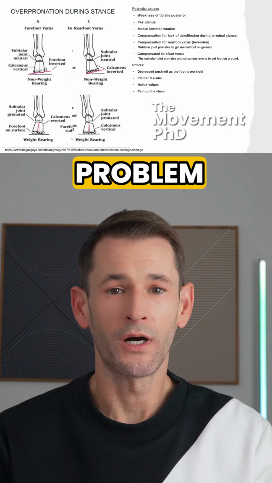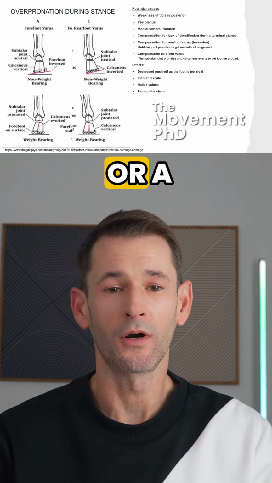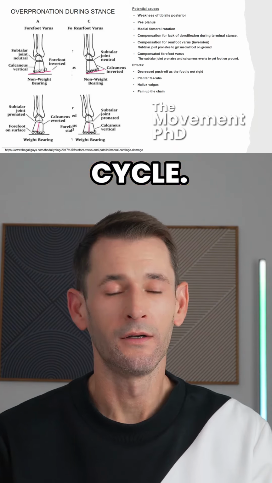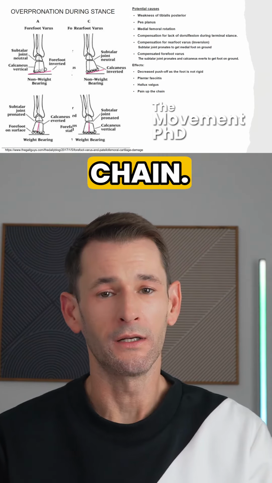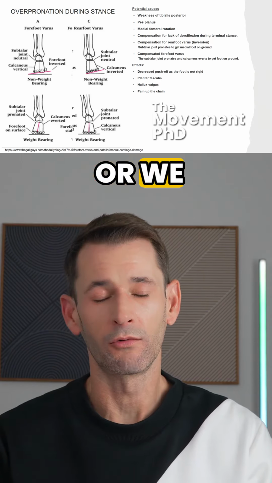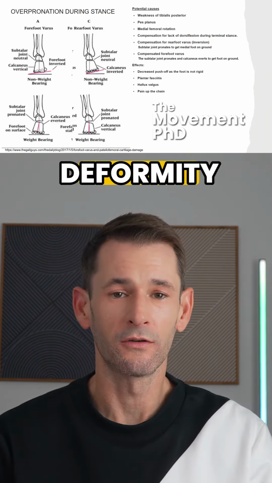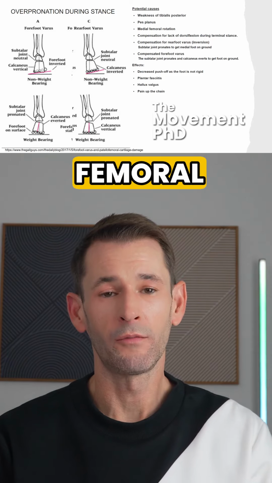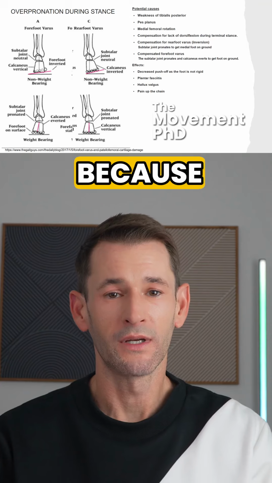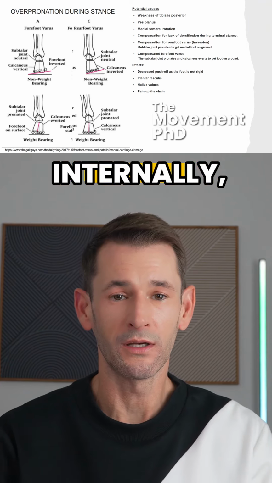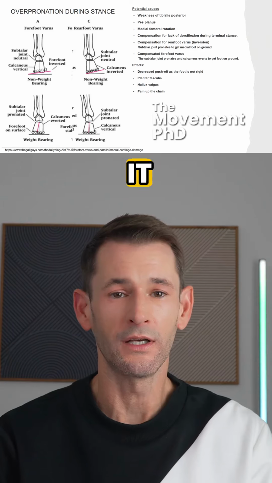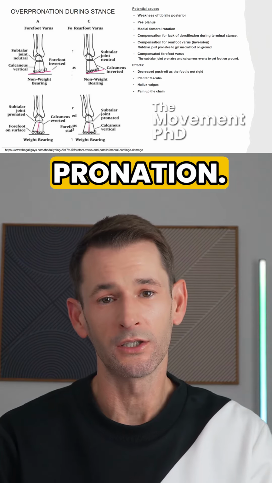It could be a structural problem, such as pes planus or a rear foot valgus. Then we're going to have overpronation throughout the gait cycle. It could also be coming from up the chain. So if we have poor performance of the hip external rotators, or we have anteversion, a structural deformity of the hip joint, that medial femoral rotation can cause pronation to be exacerbated because as it rotates the tibia internally, that's attached to the talus. As the tibia rotates internally, it drives the talus into pronation.